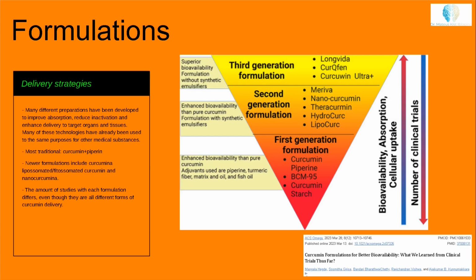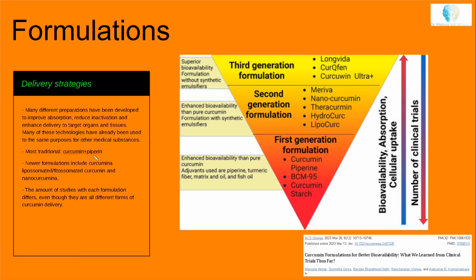That's why many new formulations and new delivery strategies for curcumin have been developed. Many different preparations have been developed to improve absorption, to reduce inactivation, and to enhance the delivery of curcuminoids to target organs and tissues. Many of these technologies have already been used for the same purposes with other medical substances. We have some of the most traditional formulations, and these are usually also the oldest formulations. The most famous one is the association of curcumin and piperine.